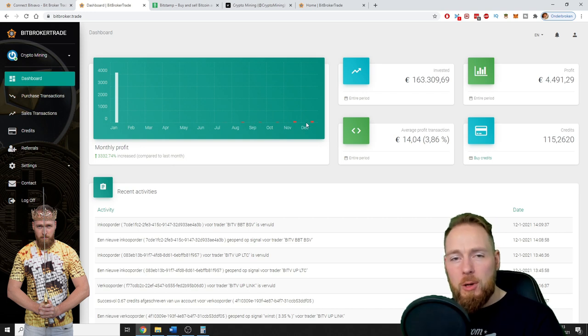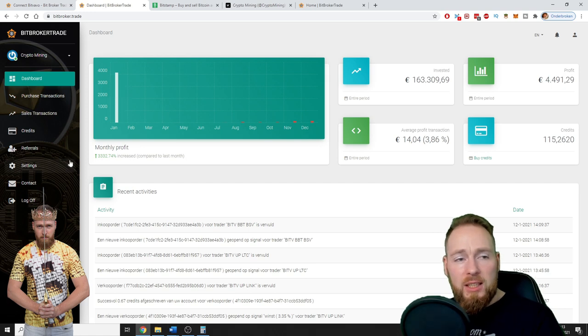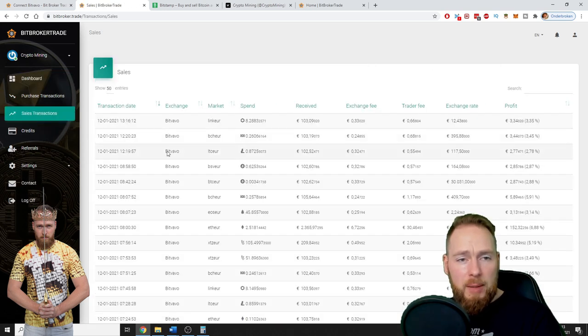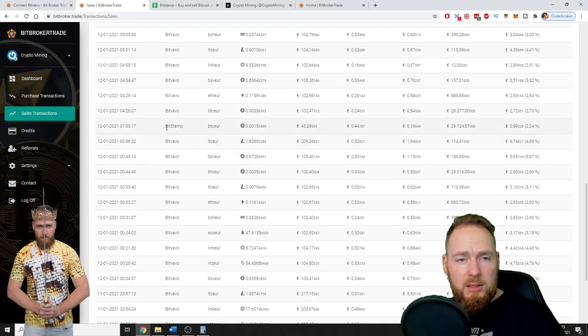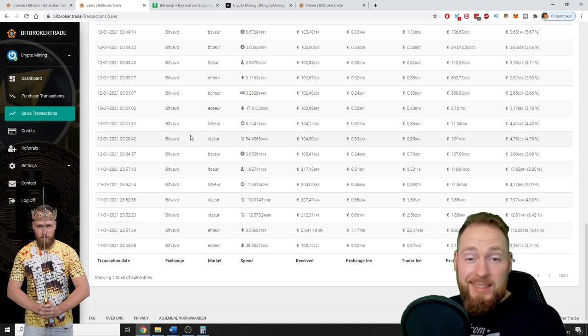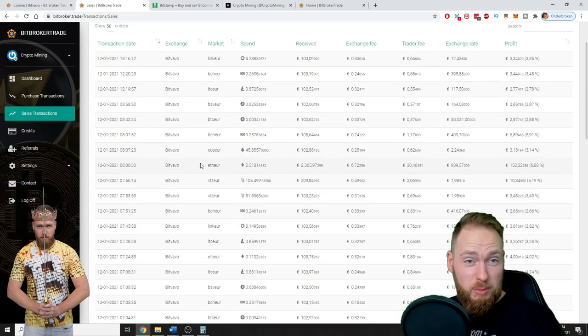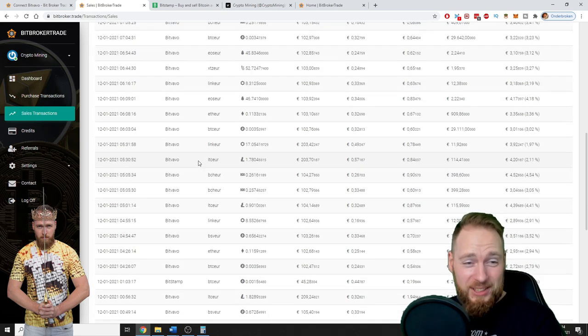Okay, I'm also playing with more money. Here I was playing with 100 euros, now I'm playing with more money. And I also optimized my traders. And these results are actually mostly from one exchange, Bitvavo. Sometimes Bitstamp. I linked my Binance account, but I still have to put some money on there or sell some crypto that I have on there. So then I will be trading with three exchanges, so I can make even more money.